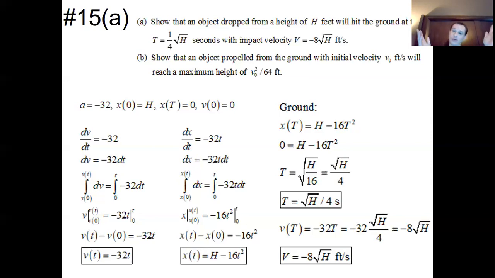And lo and behold, what do you get? That capital T is the square root of h divided by 4. That's what they wanted us to show. 1/4 square root of h. We're done.